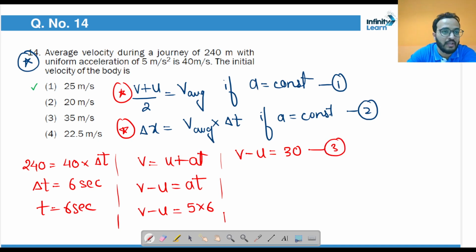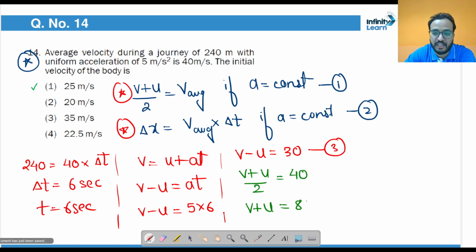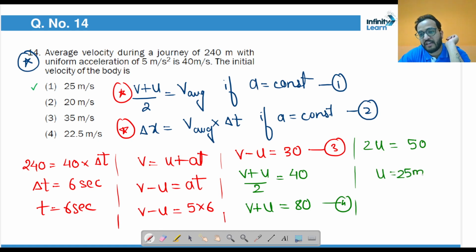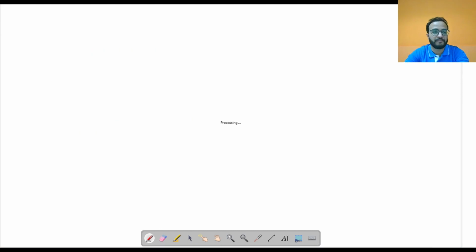Another thing is, v plus u by 2 is equal to 40. Average is given, and so v plus u is 80. This is another equation. Now if we subtract equation 3 from equation 4, you will get 2u is equal to 50, and u will come out to be 25 meter per second. Got it? So this is how you get the right answer.